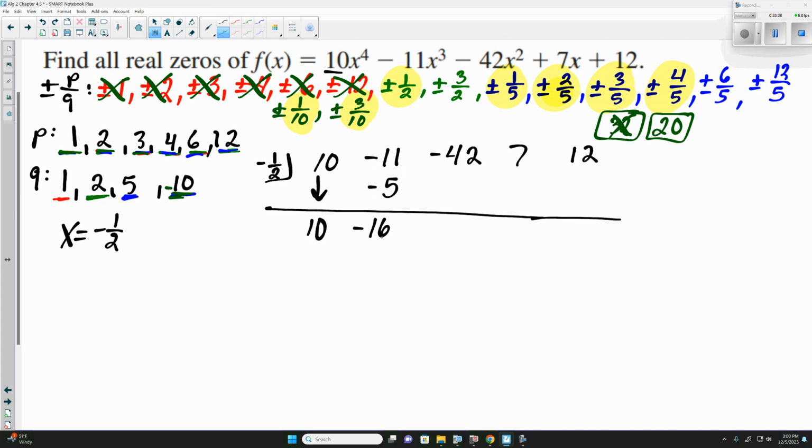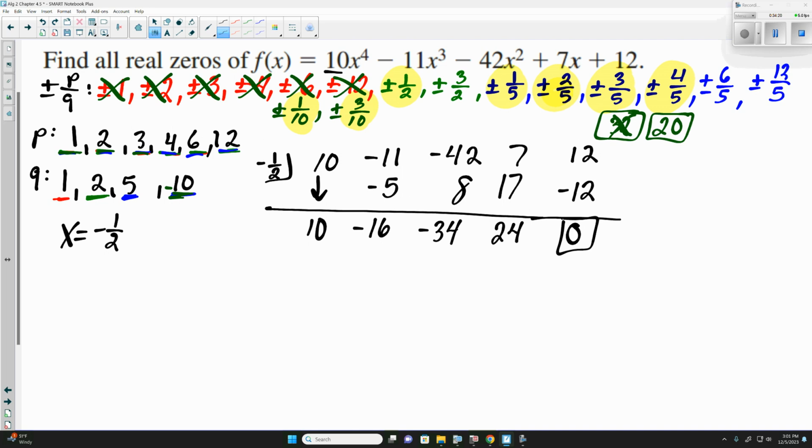Now, negative 1/2 times negative 16 is 8. Negative 42 plus 8 is going to be negative 34. Negative 1/2 times negative 34 is going to be 17. 7 plus 17 is 24. Negative 1/2 times 24 is negative 12, and 0 plus negative 12 plus 12 is 0. Now most of these, the multiplication and addition stuff, you can do in a calculator. It's going to be easier to do most of this, especially with our fractions, in a calculator than it is to try to do it in your head.